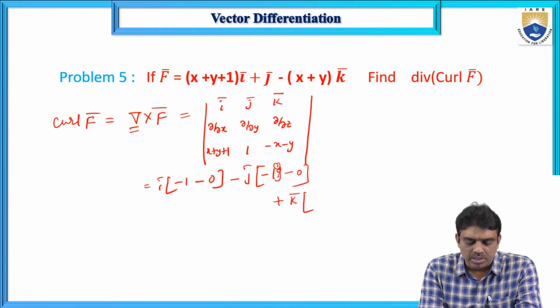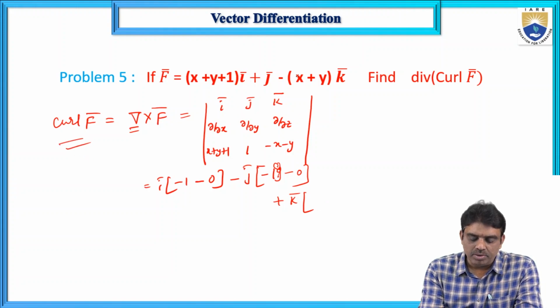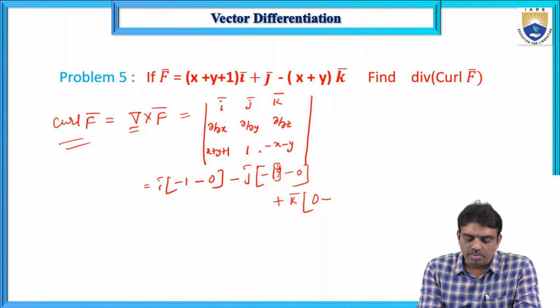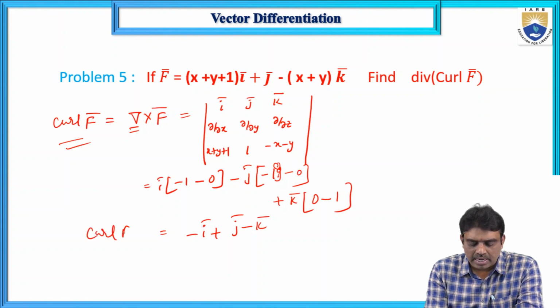K bar into what? So see, this is only curl F bar, right? Very good. So k bar into dou by dou x of 1 is 0, minus dou by dou y of this one is minus 1. So what will we get? Minus i bar, and this is plus j bar, and this is minus k bar. This is only curl F bar.